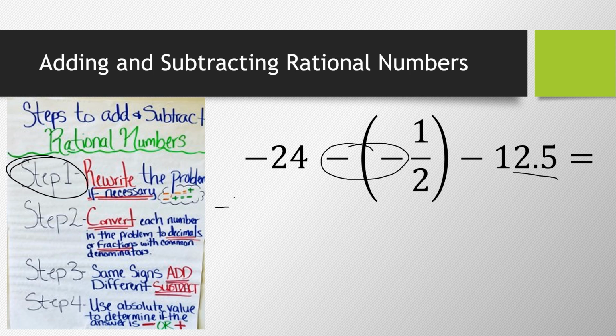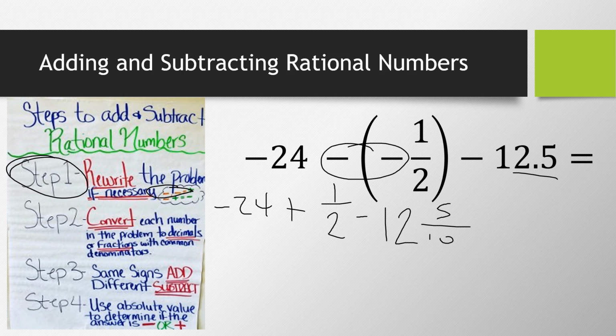So I have negative 24. I see 2 negatives, so I know that's going to turn into a positive, plus 1/2. And once you turn it into a positive, you don't need the parentheses. The whole point of the parentheses is to separate the negative sign from the minus sign. So now that turns to plus 1/2 minus 12, and you literally write it like how you say it, 5/10.